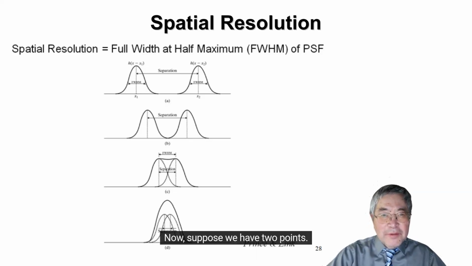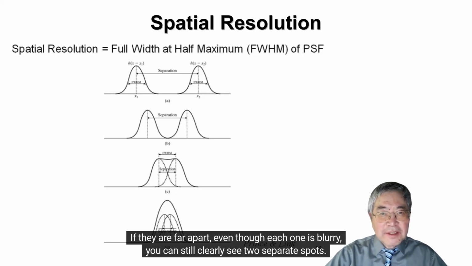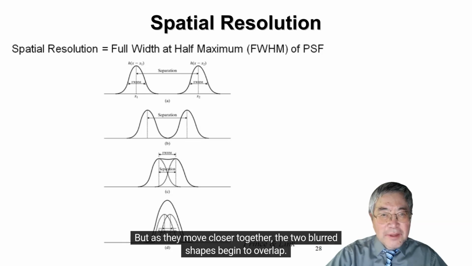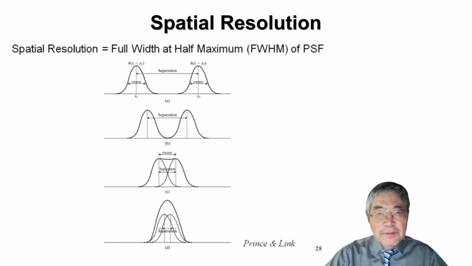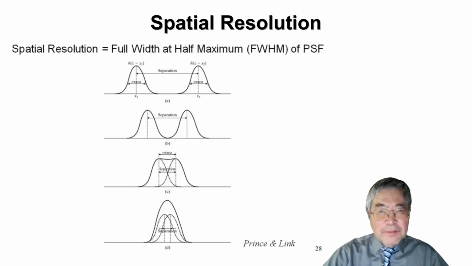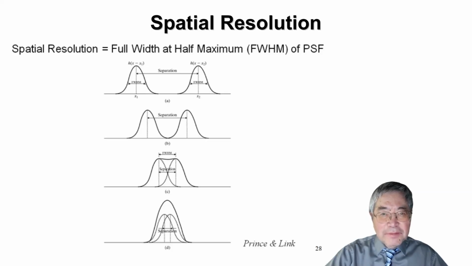Now suppose we have 2 points. If they are far apart, even though each one is blurry, you can still clearly see two separate spots. But as they move closer together, the two blurred shapes begin to overlap. Eventually, when the separation between them is too small, the two spots merge and appear as one. The critical threshold is defined by the full width at half maximum, or FWHM, of the point spread function.